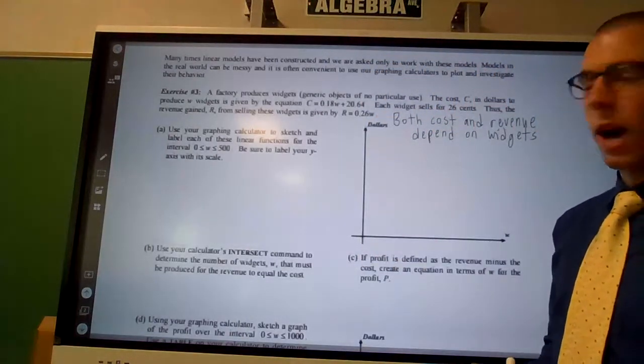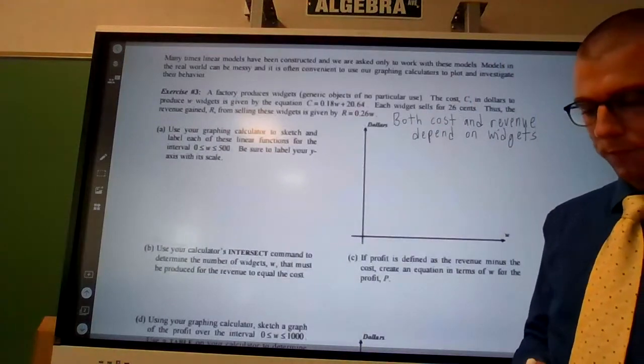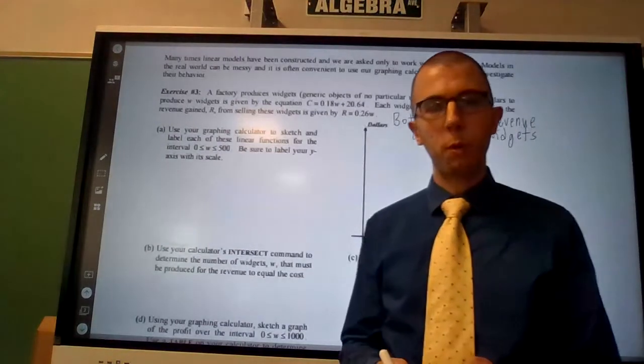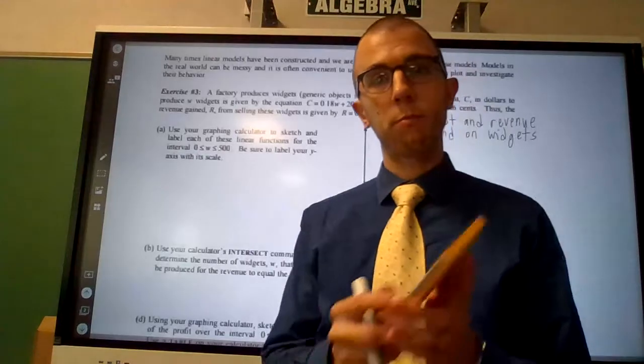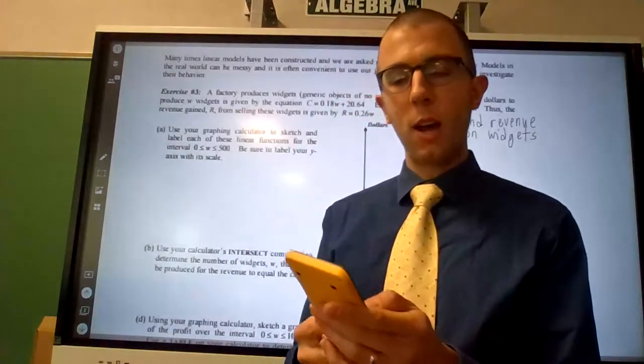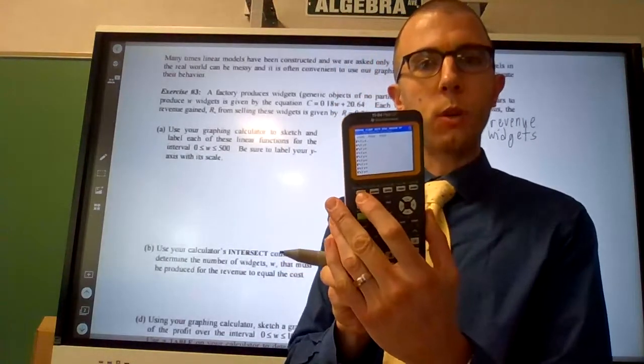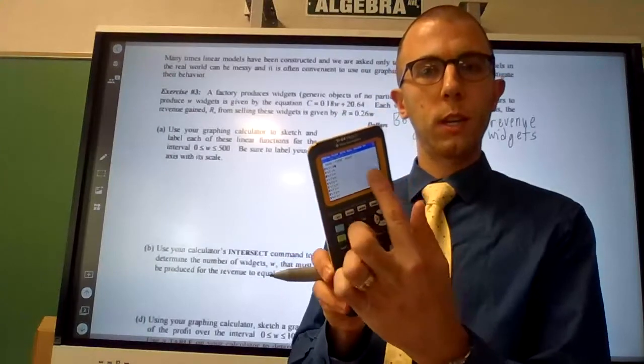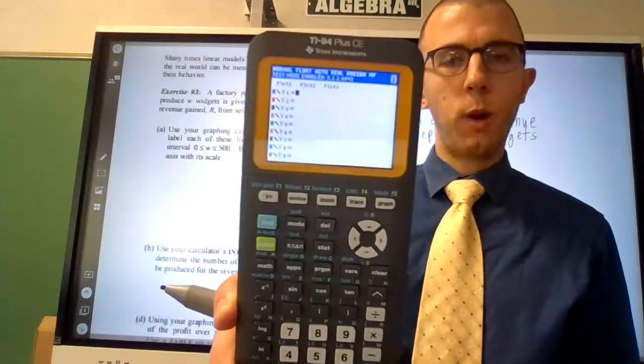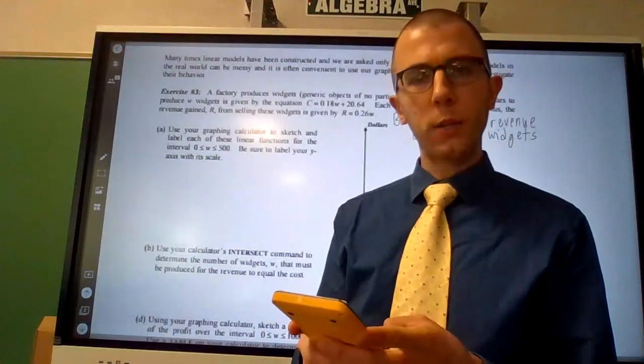Be sure to label your y-axis with its scale. Okay, so how should we go about this? Well, first, again, if you don't have your calculator, grab that now. We're going to go into y equals. Brings up this window here. Okay, y equals. I'm going to put my cost function in.